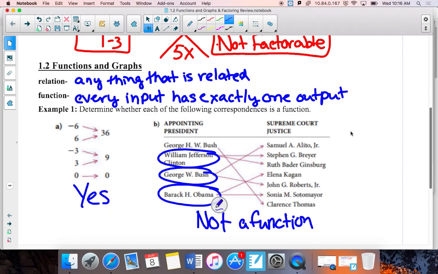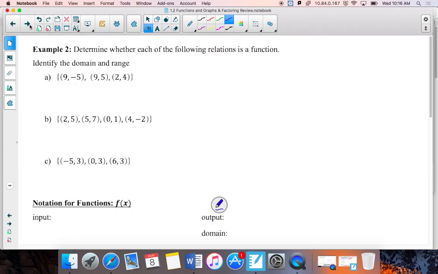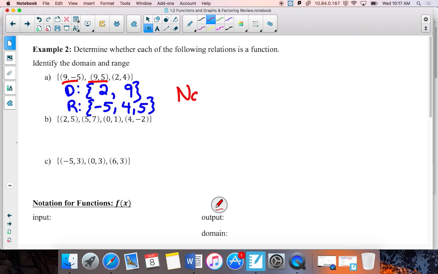Okay, so going on to the next page. Even if something is not a function, we can still say what the domain and range is, keeping in mind that as we list our domain and range, these need to be in numerical order. So for A, I'm going to use D for domain. Our lowest x value is 2, and then our next value is 9, and we use our little squiggly brackets. And then our range, we go from lowest to highest. So this would be -5, 4, and 5. Again, using our squiggly brackets. But if we notice, 9 has 2 different values, so this is not a function.